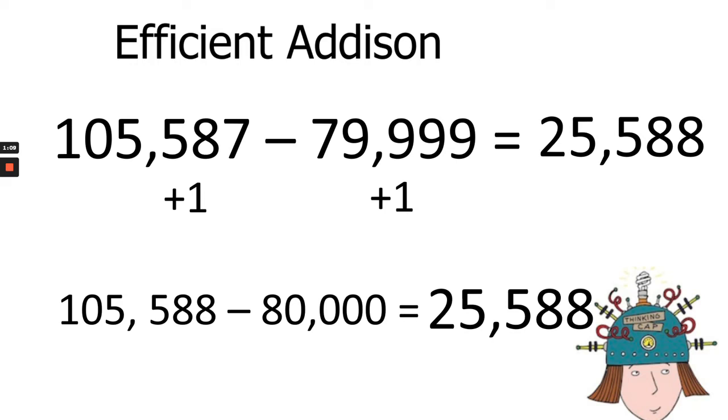Some of you may have used a number line. You may have taken too much, taken 80,000 and added one back, and you would have ended up in the exact same place at 25,588. Great job, Year 6.